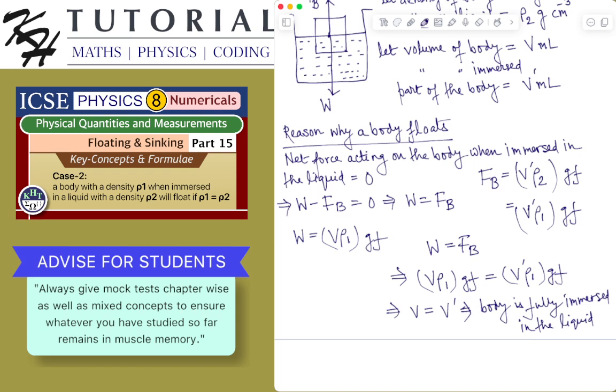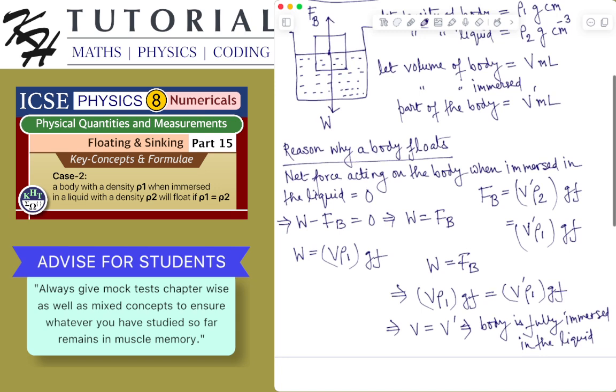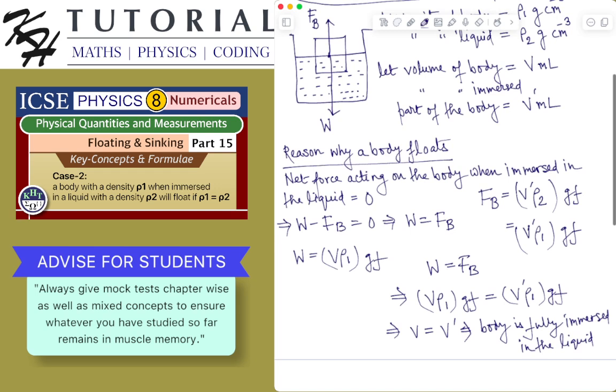So what do we infer? When the density of the body is equal to the density of the liquid, when rho 1 is equal to rho 2, then the body will float. And in what condition will the body float? Will it float partially immersed or wholly immersed? We clearly saw that if the body floats, then V dash becomes equal to V, which clearly means that the body will float in the liquid, but it will be wholly immersed.